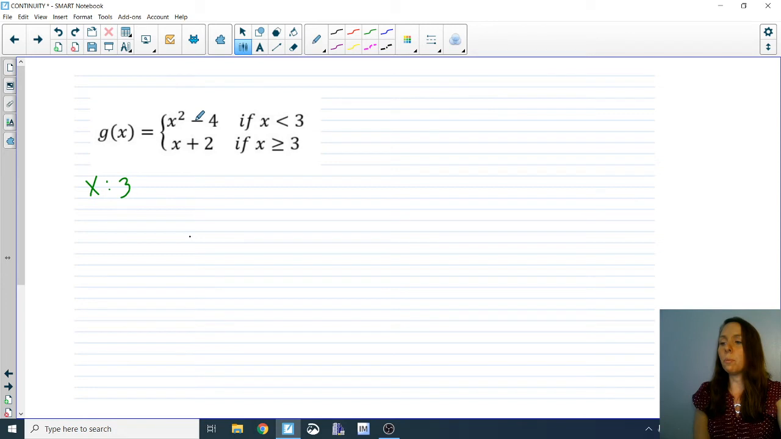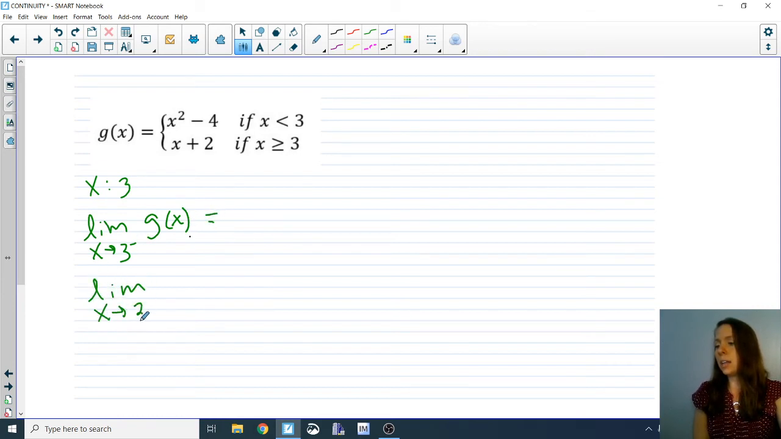So what I suggest you always do to start whenever you're trying to determine continuity at a point for a piecewise is you set up the left-hand limit and the right-hand limit, because that's pretty important for a piecewise to make sure that as you are approaching 3 from the left and as you are approaching 3 from the right, you are getting the same value, okay?